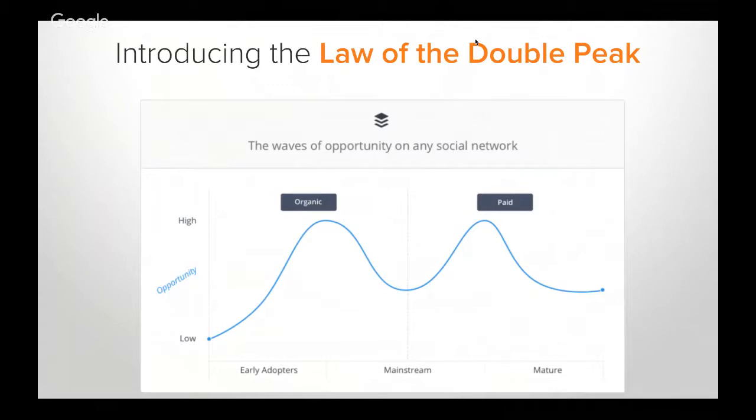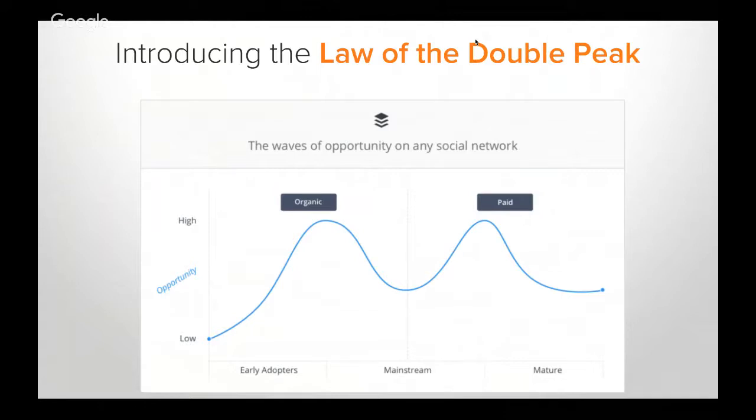It's from our friends at Buffer. The whole concept of the law of the double peaks is that social media is relatively cyclical and trends are cyclical. The way things work is first something builds up organic steam, then it gets mainstream, and then it gets paid. What that tells us is that social networks go through two peaks of popularity: the organic peak and then the paid peak.